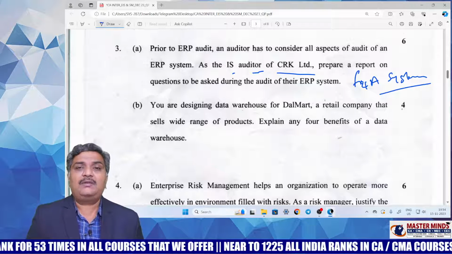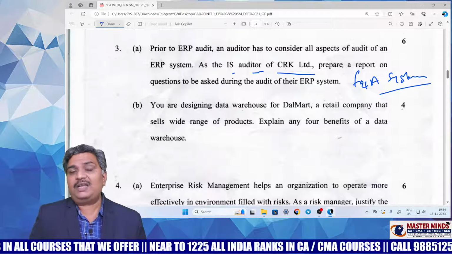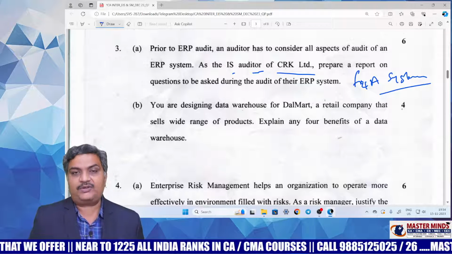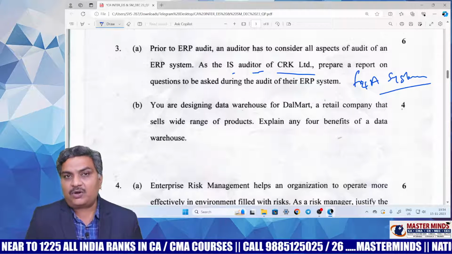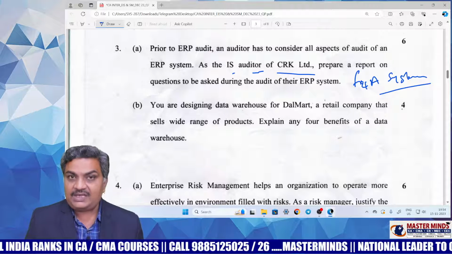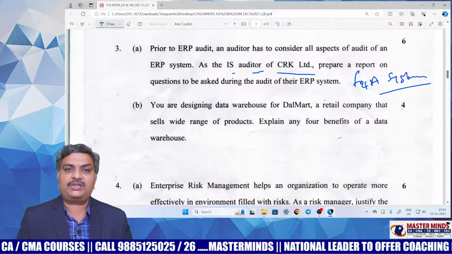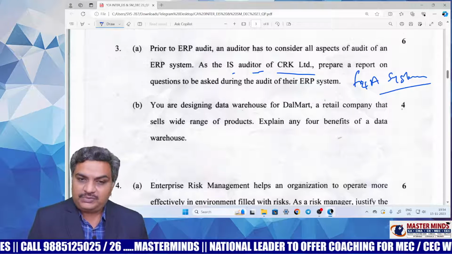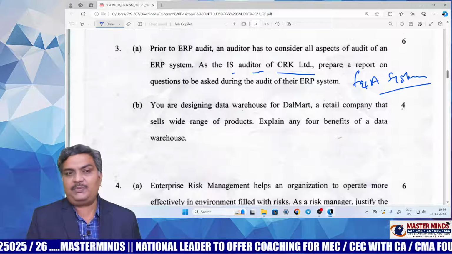For example, if you are conducting an ERP audit, before conducting it, you need to ask some questions like: whether the system is centralized or decentralized, whether all the servers are connected to the central server or not, whether a central database exists or not, whether controls are there at the physical level or not. Likewise, there is a list of questions that an auditor should ask during the audit of the ERP system. This is a 6 marks question. If you write some 8 questions, that will be enough.